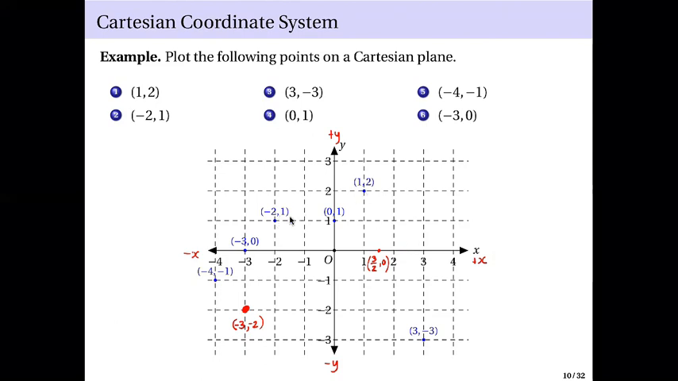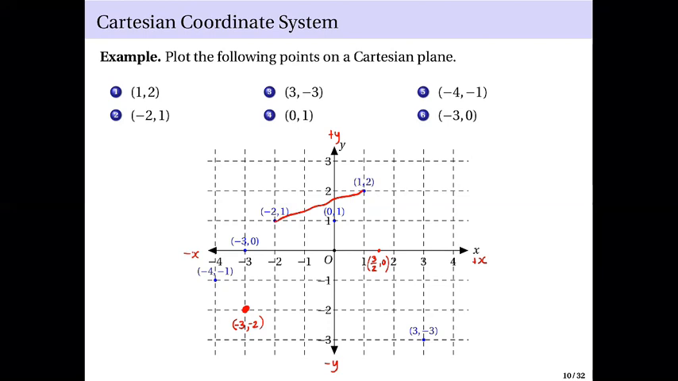What if we are given 2 points? Say this negative 2 comma 1 and then this 1 comma 2. How far is the point negative 2 comma 1 from the point 1 comma 2? We will be asked to find the distance between these 2 points.